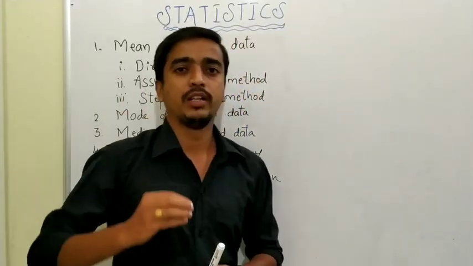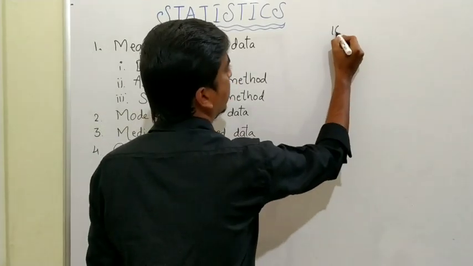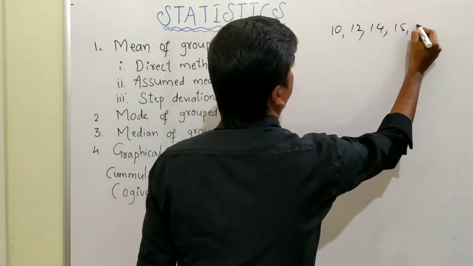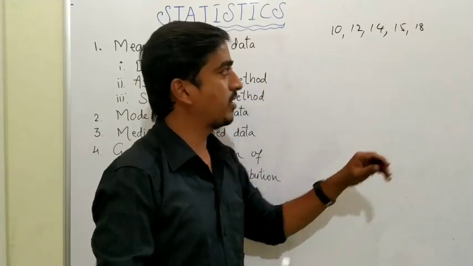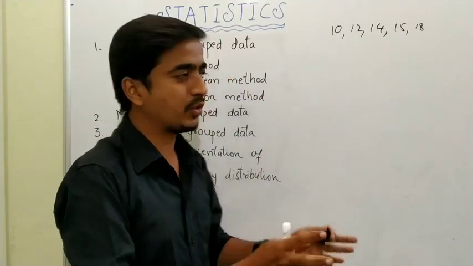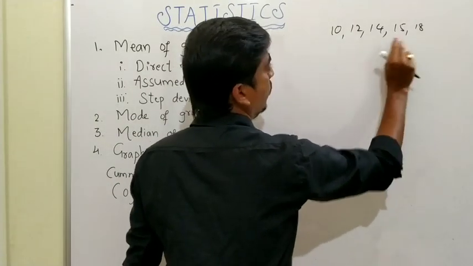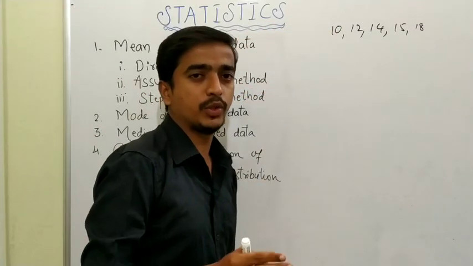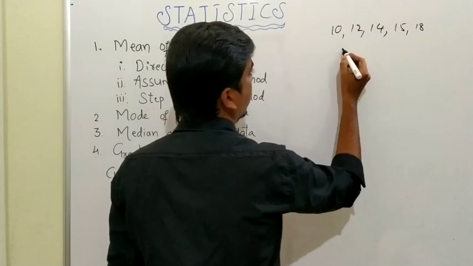For example, the marks of 5 students in the maths test can be taken as 10, 12, 14, 15 and 18. It is ungrouped data. Why? Because the marks are in a random way. There is no limit here. So to find the mean for this ungrouped data, we can use a formula: mean equals the sum of observations divided by the number of observations.